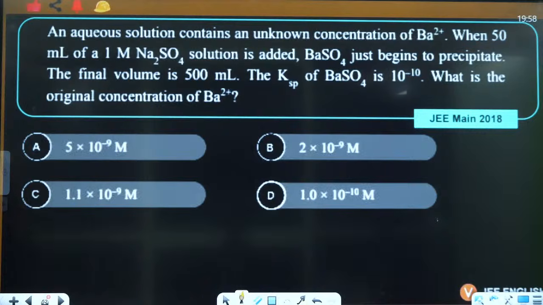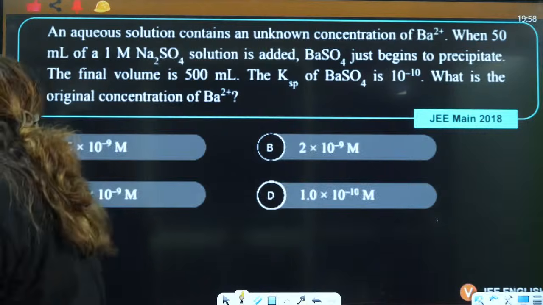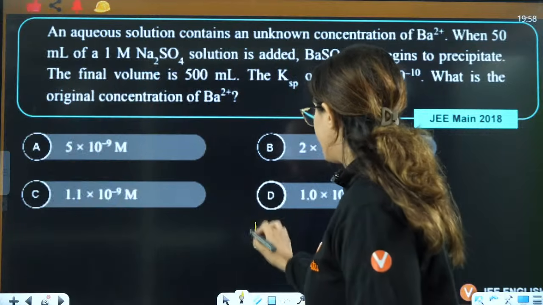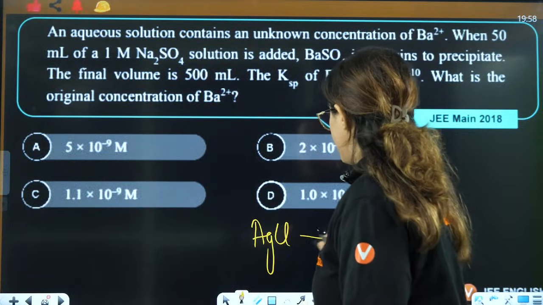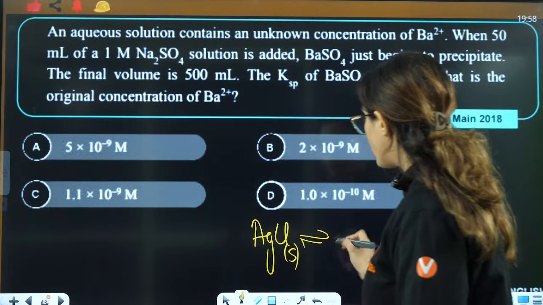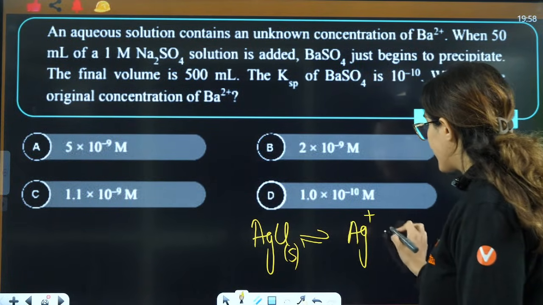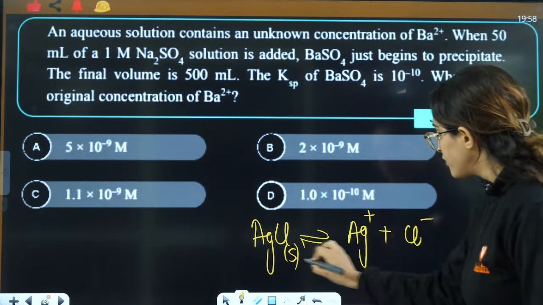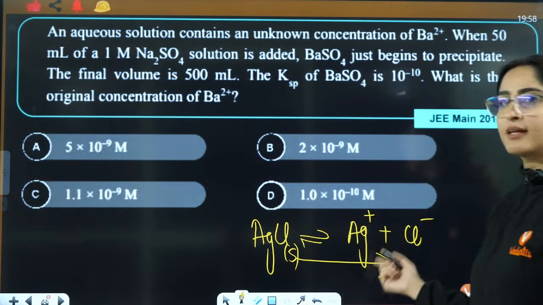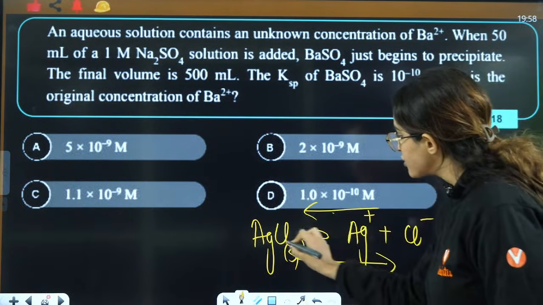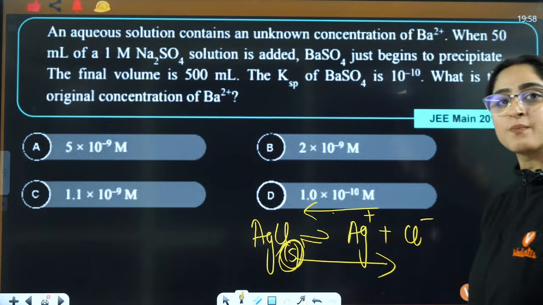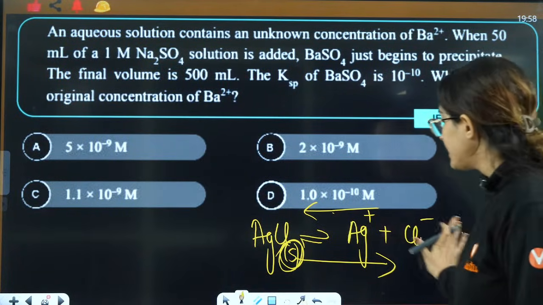Ma'am, why is it written increasing solubility if it is in the forward direction? Let's say it is AgCl. When it is soluble, it means it will get converted to ions. So in the forward direction solubility is increasing, and in the backward direction solid is getting formed, that means precipitation is increasing, right? Okay.